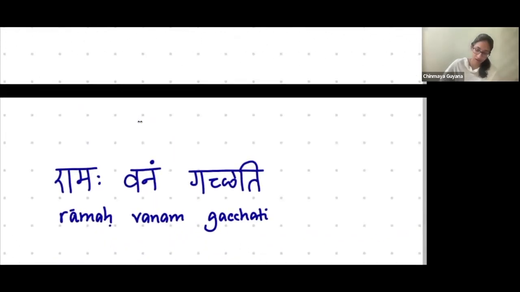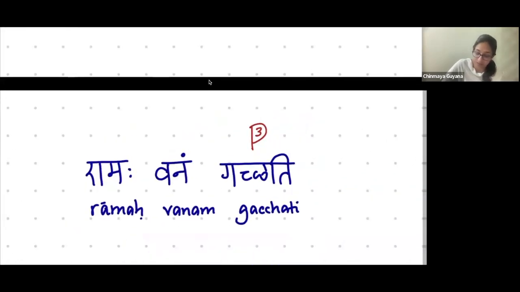See this first sentence? Ramaha vanam gacchati. What is our subject? No, what is our verb? I hope that everyone is able to recognize gacchati. The ti ending is the verb. Gacchati, ti is third person. You don't even need to look for the subject to know this is a third person singular verb. That means you are looking for a subject now that is singular. What is our subject? This should be super easy now.